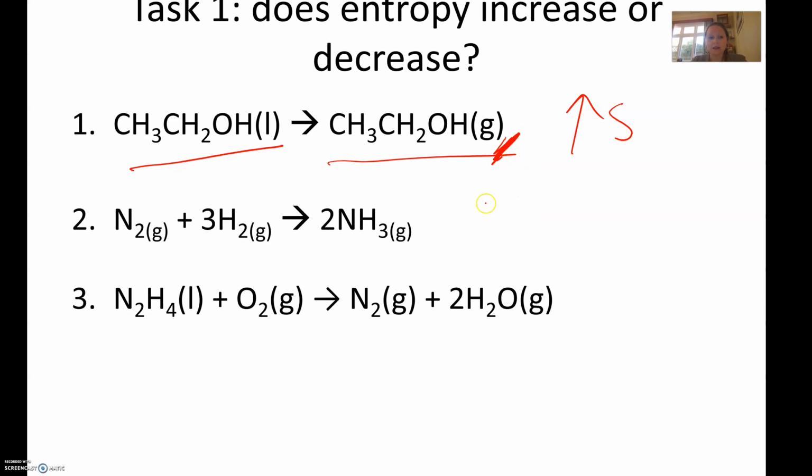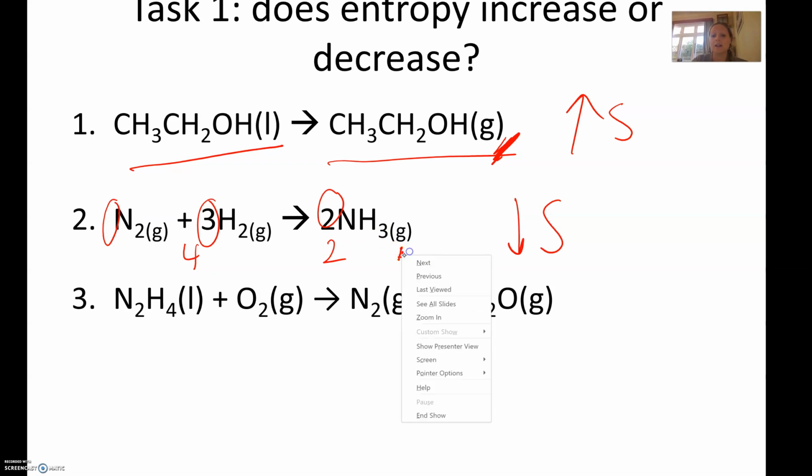Hopefully that makes sense. If you look at the second equation here, all gases this time, we can't use a state change to describe whether the entropy would go up or down. But we can see that there are 4 moles, 3 plus 1, versus 2 moles. So there are less moles on the product side, which means the entropy of the system is decreasing. There are less particles, so less ways they can arrange themselves, less disorder, less entropy. So this would be a decrease in entropy.